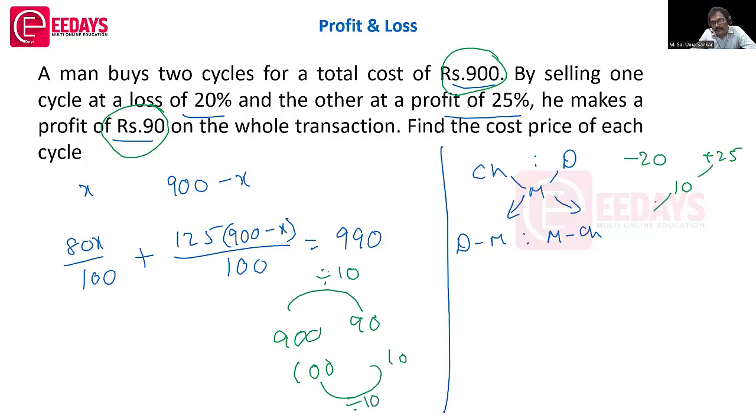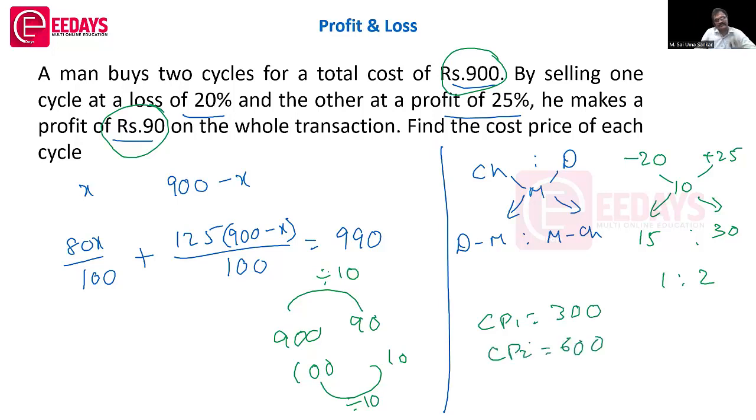Now 25 minus 10, that is equal to 15. Next, 10 minus of -20, that is equal to 30. So the ratio is 1:2. If you divide this 900 rupees in the 1:2 ratio, you get the two cost prices. CP1 is equal to 300 and CP2 is equal to 600.